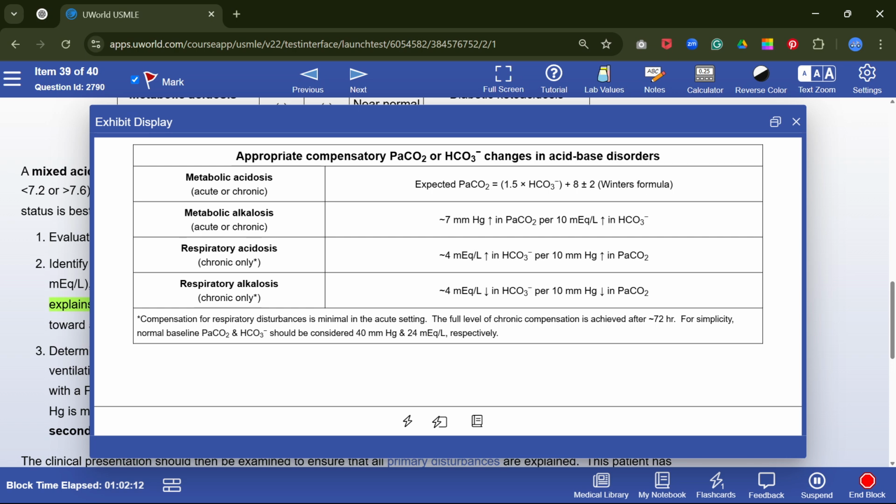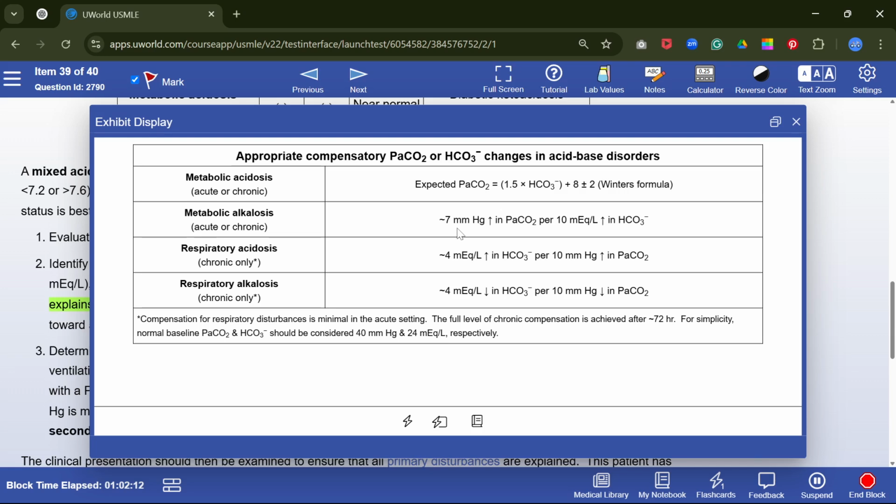Then we need to remember the appropriate compensatory PaCO2 and bicarbonate changes in acid base disorders. In metabolic acidosis, we need to remember Winter's formula: expected PaCO2 is 1.5 times bicarbonate plus 8, plus or minus 2. In metabolic alkalosis, there is a 7 millimeter of mercury increase in PaCO2 per 10 milliequivalent increase in bicarbonate.